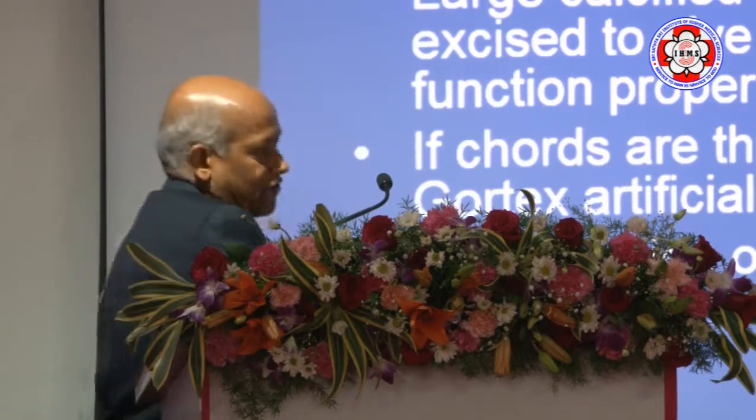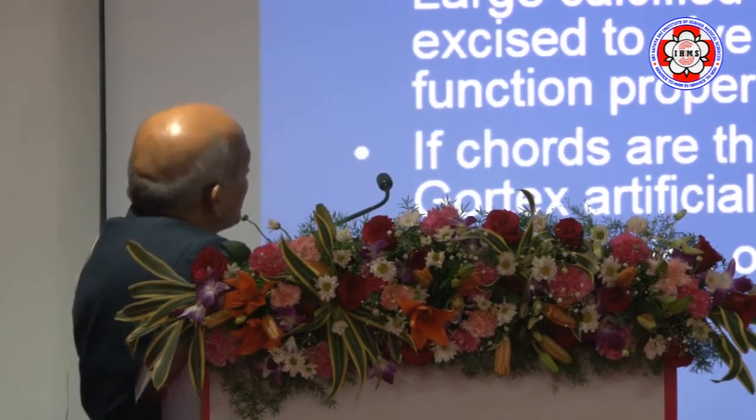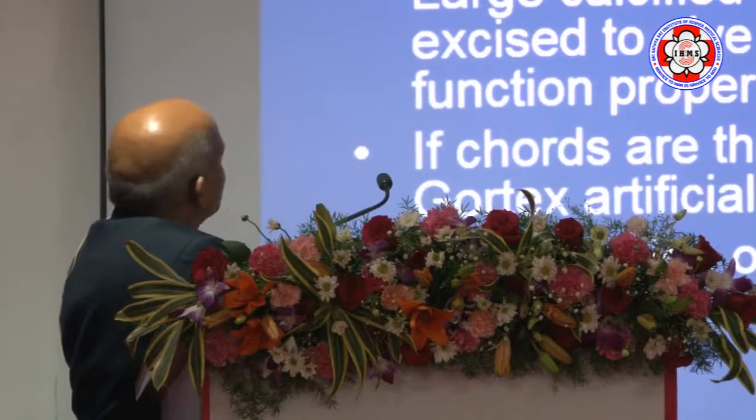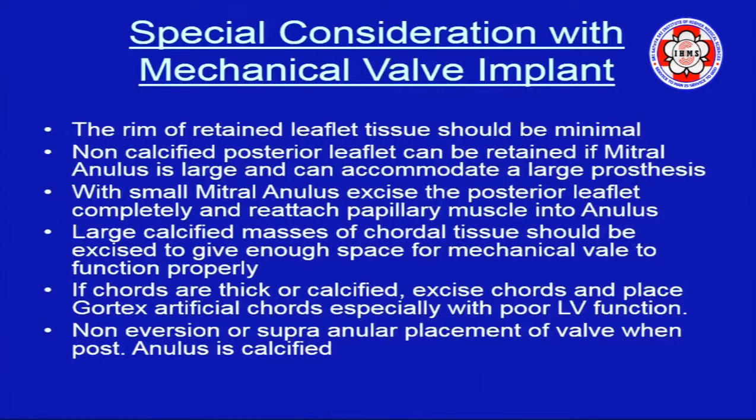With the mechanical valves, the rim of retained leaflet tissue should be very minimal. Non-calcified posterior leaflet can be retained if the mitral annulus is large enough to accommodate a large prosthesis. If you have a small annulus and retain the posterior leaflet, you're going to have a problem with leaflet opening most of the time. As a rule, for a 31 size valve, I can almost always retain a posterior leaflet completely if it's not calcified.